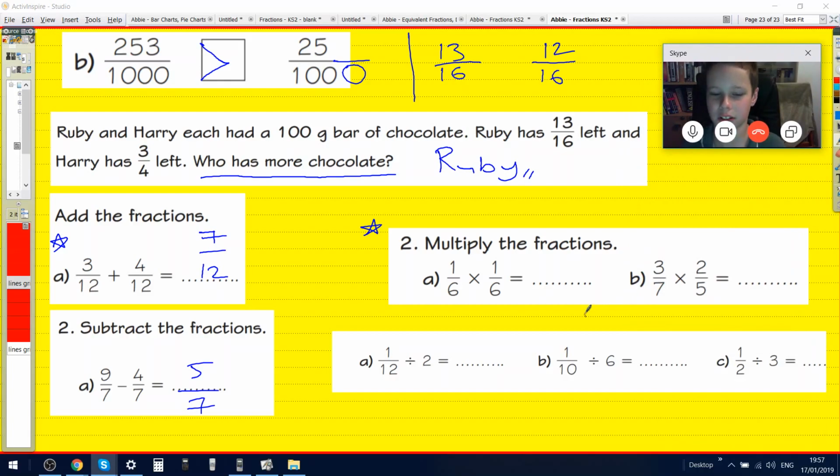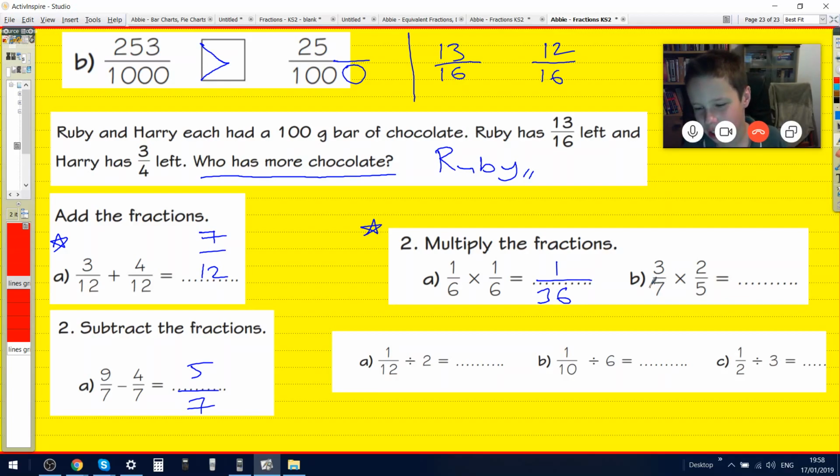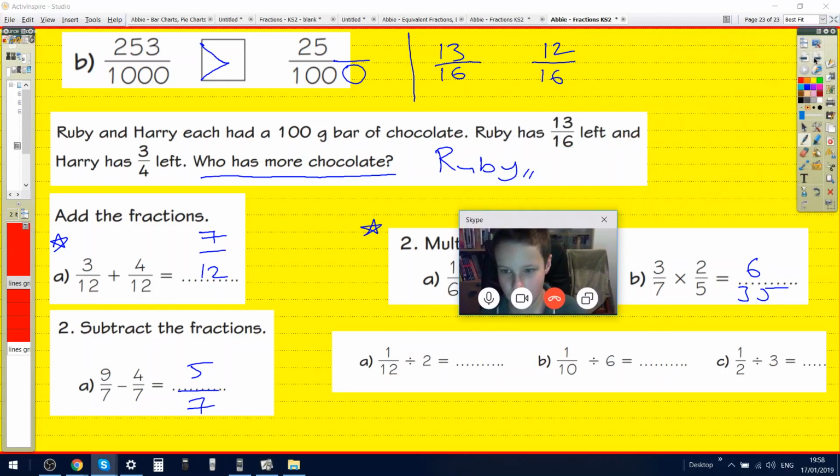How about these, the multiply? Well, 1/6 times 1/6. 1 times 1 is 1. And then what goes on the bottom? 36. Oh, 36, sorry, yeah. And part B? 3 times 2 is 6, and 7 times 5 is 35. Well done. We didn't get onto the dividing, so we would have to do that another time.